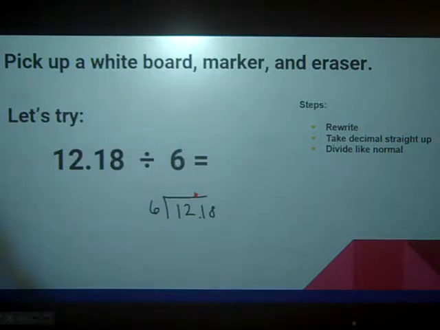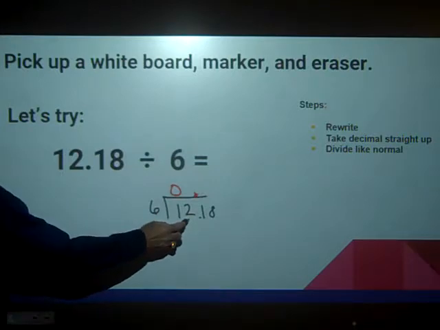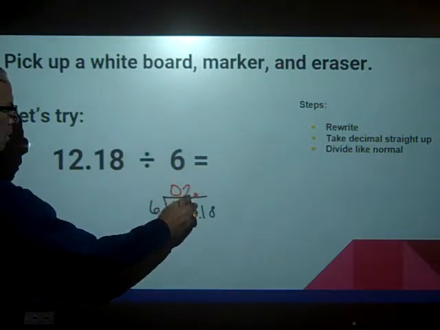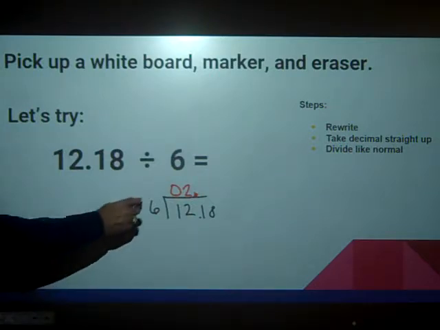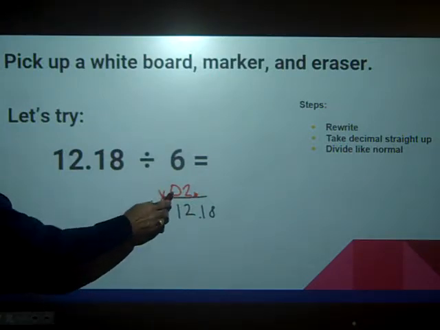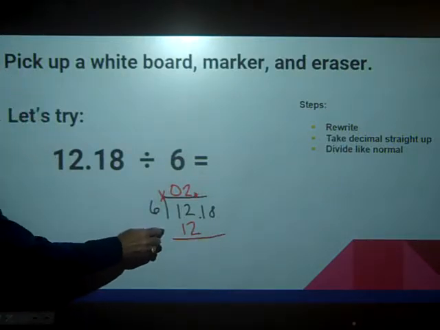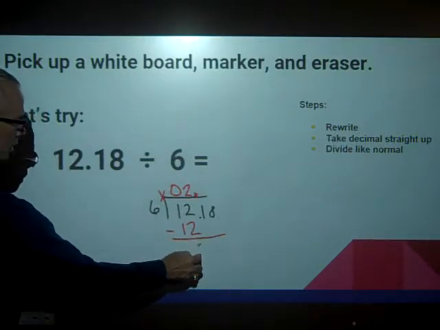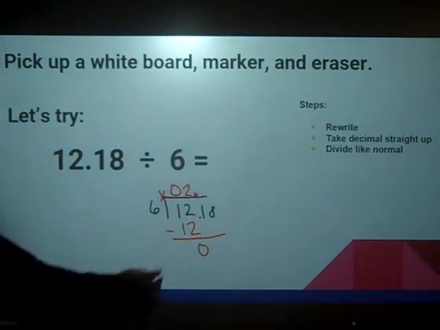Okay? And then step 3? Divide like normal. So where would I start? 6 goes into 1? 0 times. 6 goes into 12? 2. Now notice, where did I put that 2? Right above that 2, and it's right before that decimal. Don't get confused. Next step? 6 times 2 is 12. Next step is to subtract. 12 minus 12? 0. Okay, check. Is 0 less than 6? Yes. Bring down the 1.